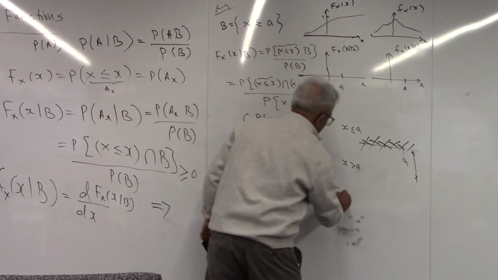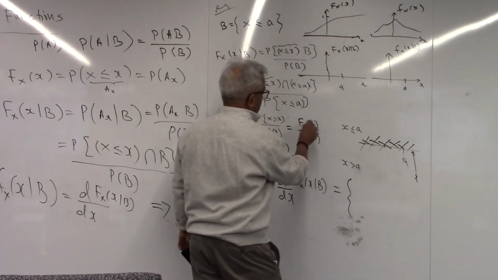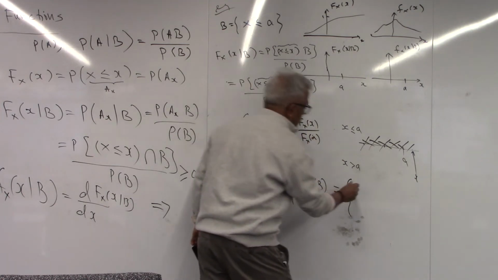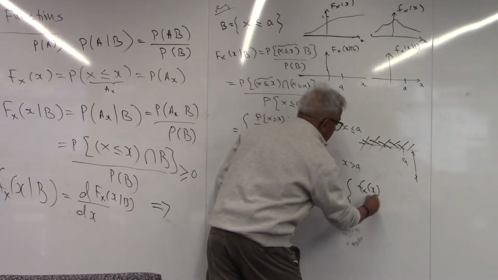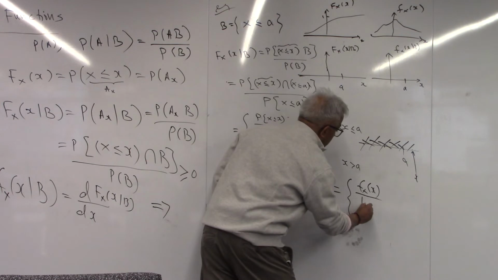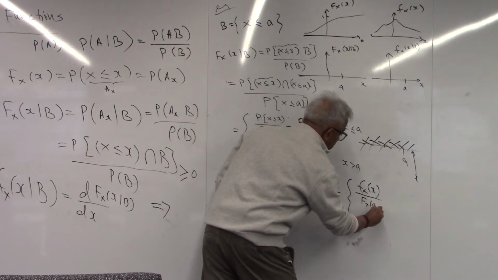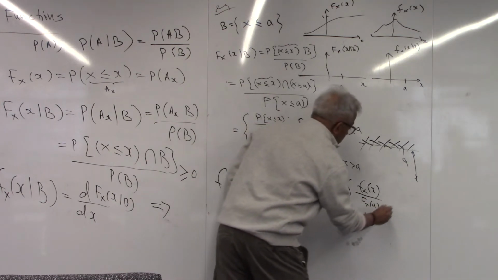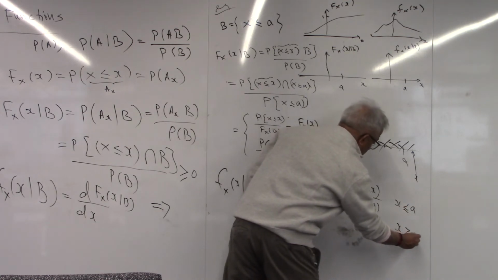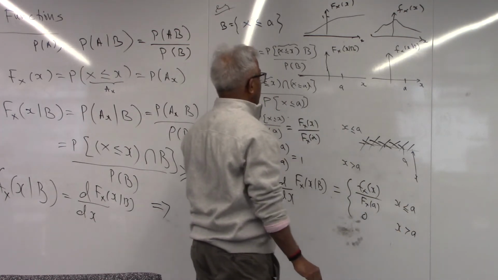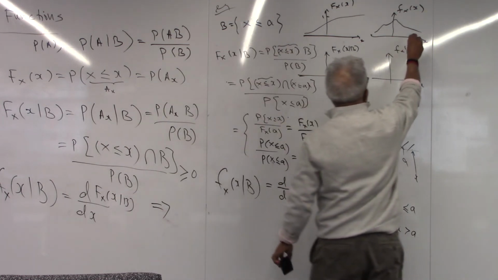This is easy here because there is only an x term, so the derivative of the distribution function is the density function, small f_X of x, divided by F_X of a. That's a constant. The derivative of 1 is 0. So this is for x less than or equal to a, and this is for x greater than a. So now we can draw it.